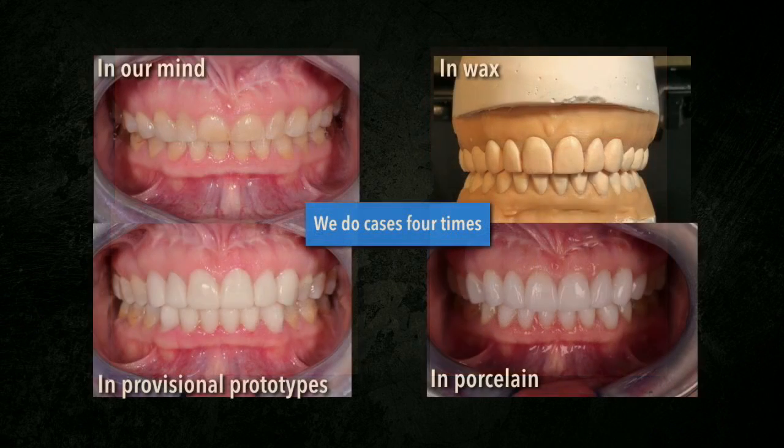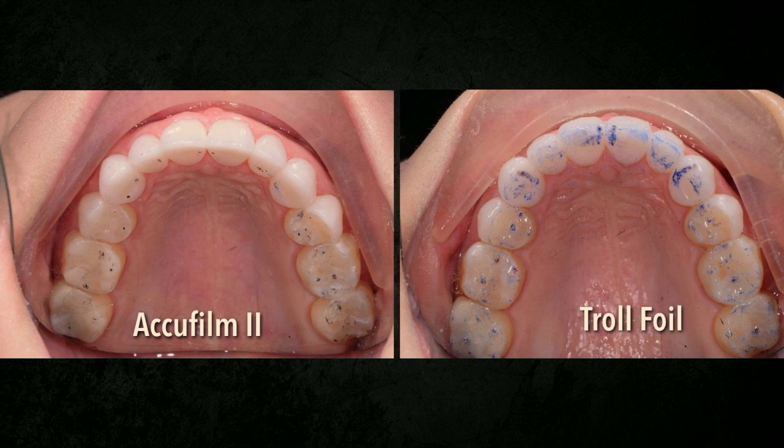And then this concept that when we do cases like this, we do them 4 times: in our mind, in wax, in provisionals, and in the porcelain. Nasze przypadki robimy tak naprawdę 4 razy. Najpierw w umyśle, potem w wosku, potem robimy na pracach tymczasowych i wreszcie z porcelany. That, in a nutshell, is the magical protocol of the Dawson Academy that allows us to solve so many complex cases. To w skrócie magia filozofii Dawsona, która pozwala nam na realizację nawet bardzo trudnych przypadków w sposób powtarzalny.